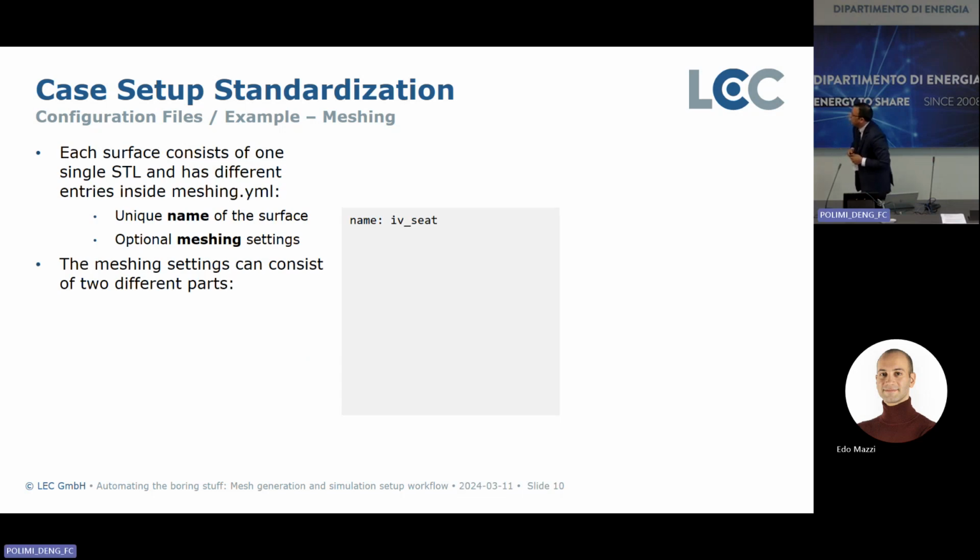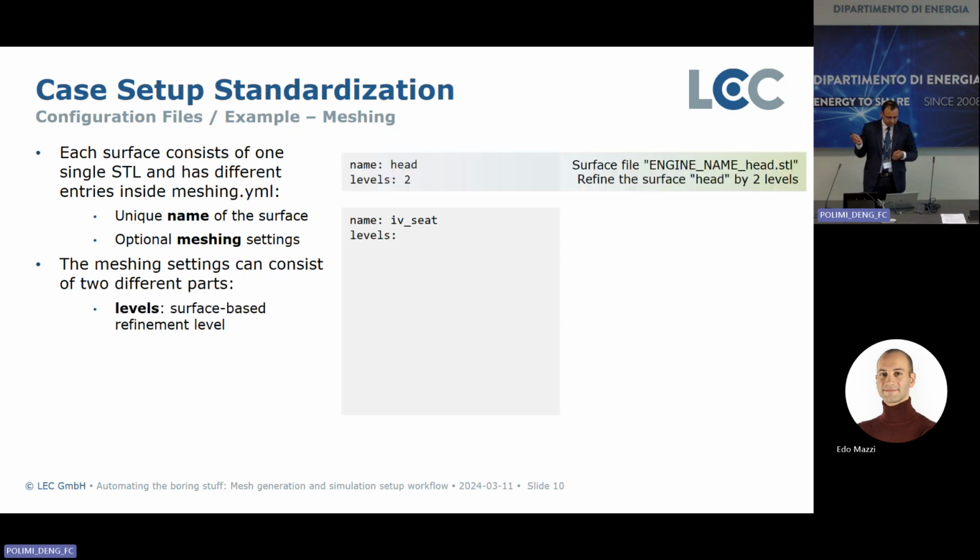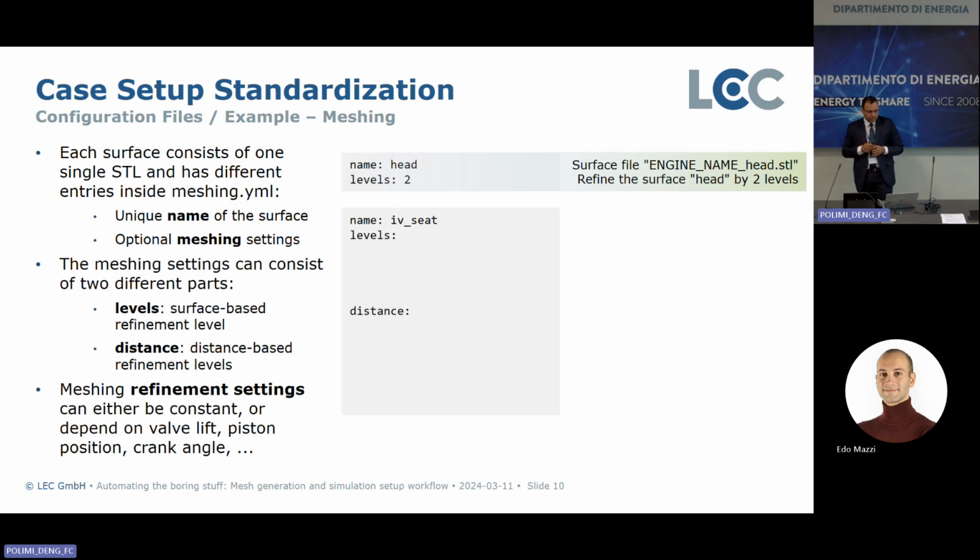Each of these surfaces, as I said, has a single STL and a unique name. And optionally, we also provide the meshing settings here. The meshing settings can be considered as two different parts. One is level based: at any surface, what level of refinement you would like to put. The other is distance-based refinement level. If you put this refinement, then in the proximity of whatever distance you put, you have finer cells there.